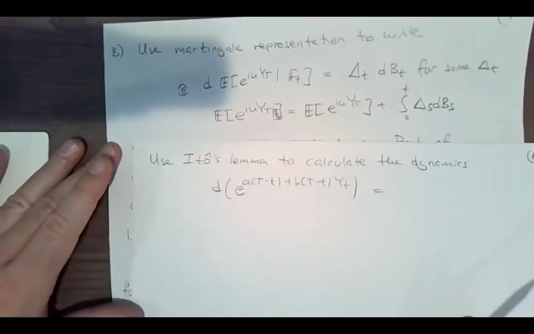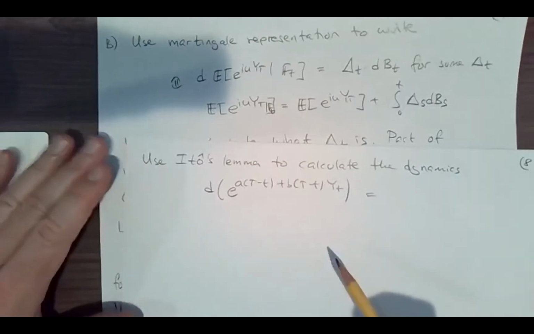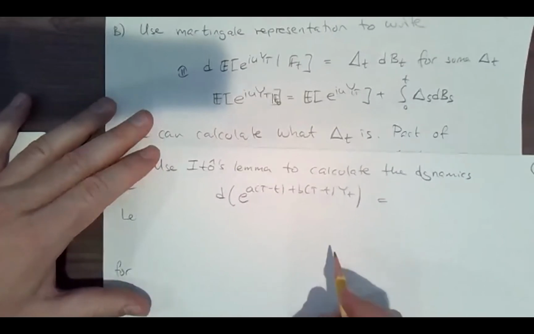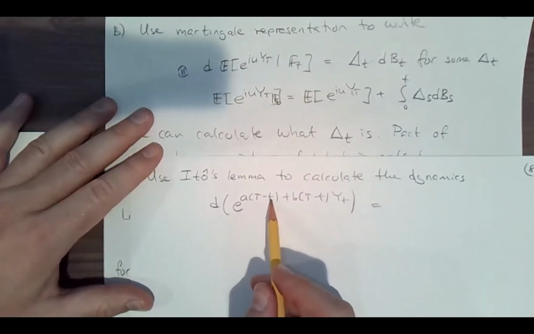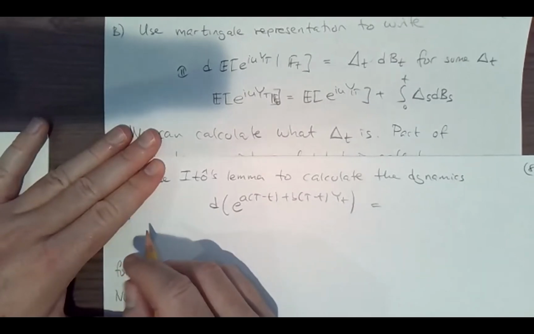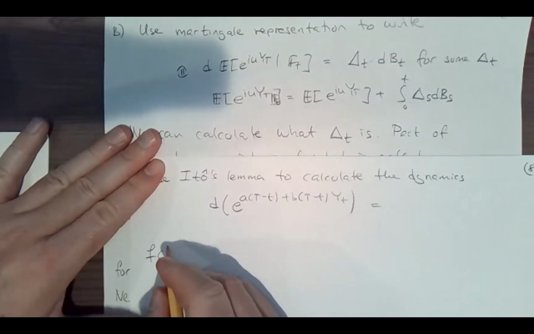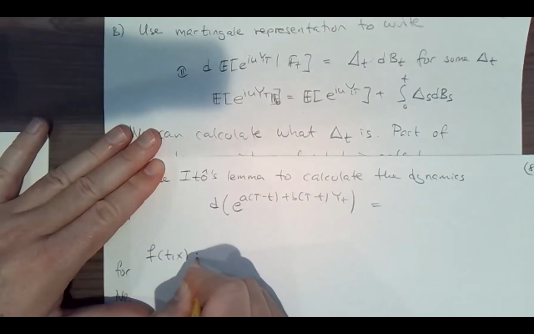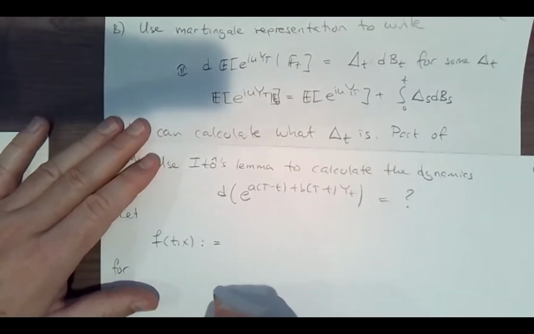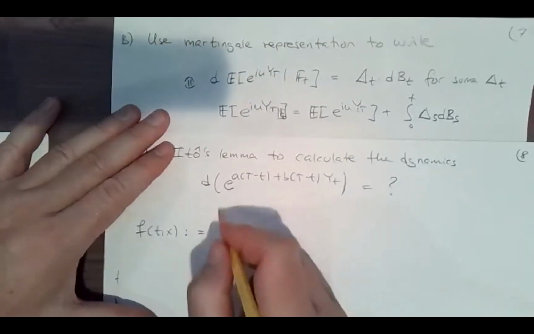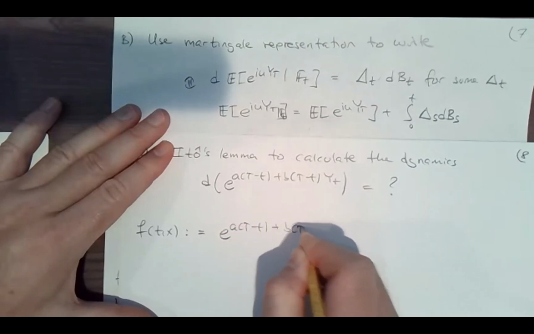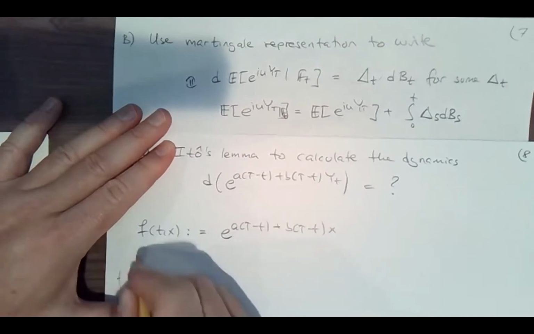All right, so let's get to business. We're going to calculate derivatives. To use Ito's lemma, we need a function. Okay, we have a function of t, we have a function of Y_t. So let's look at the function f of t and x. This is equal to, so that's what we want to do, right? We want to calculate these dynamics. So f is e to the A(T minus t) plus B(T minus t) times x.